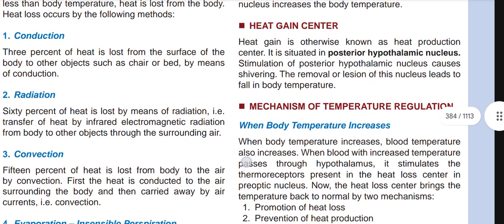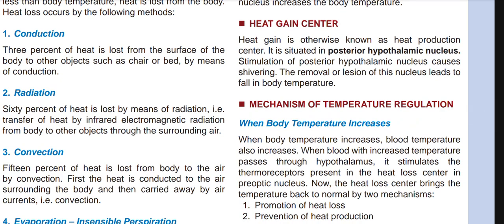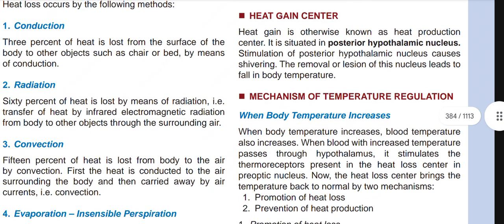Now the heat gain center. Heat gain is otherwise known as the heat production center. It is situated in the posterior hypothalamic nucleus, and stimulation of the posterior hypothalamic nucleus causes shivering, and removal or lesion of this nucleus leads to a fall in body temperature.